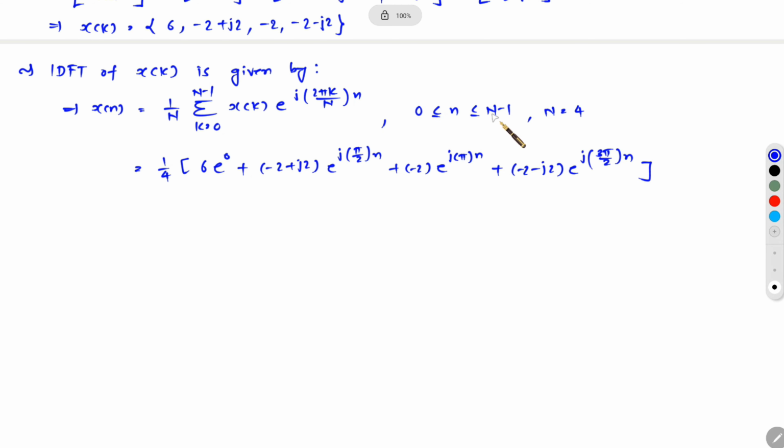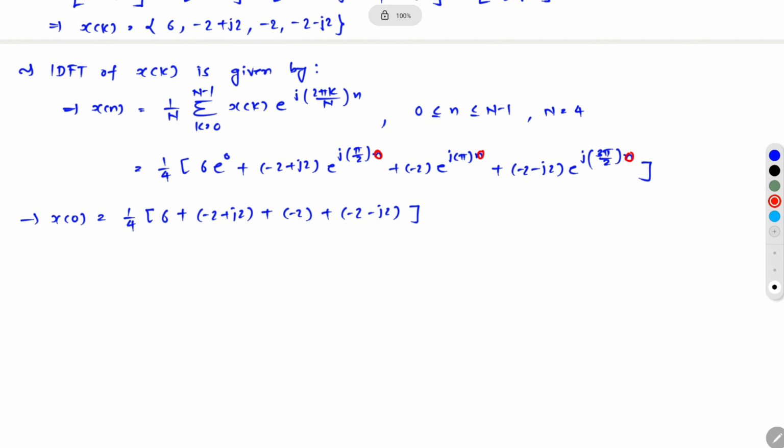First of all, we will place small n equal to 0 to identify x of 0. So let us identify x of 0, in which small n is equal to 0. If you substitute small n equal to 0, then we will have 1 by 4, and here we have 6 plus minus 2 plus j2, where the exponential will be 1, plus minus 2, which will also be 1, plus minus 2 minus j2, which will be 1.